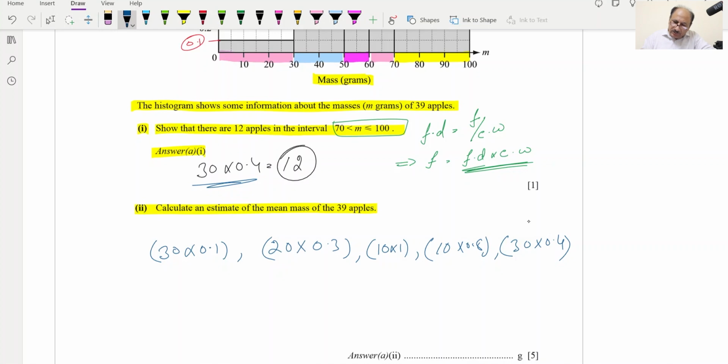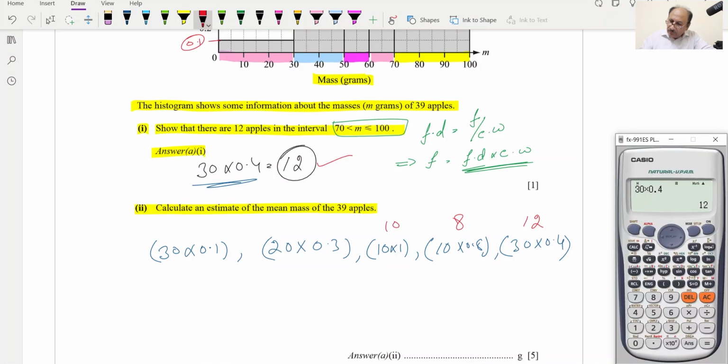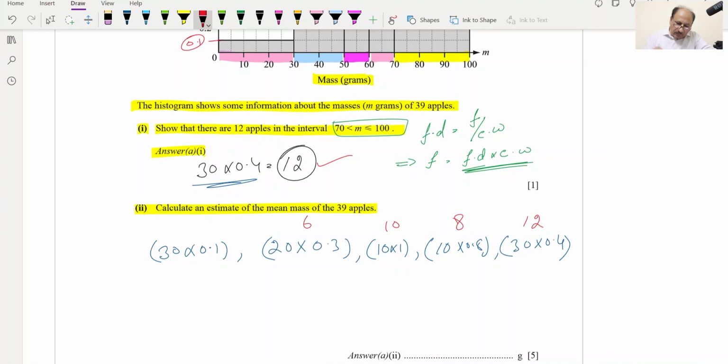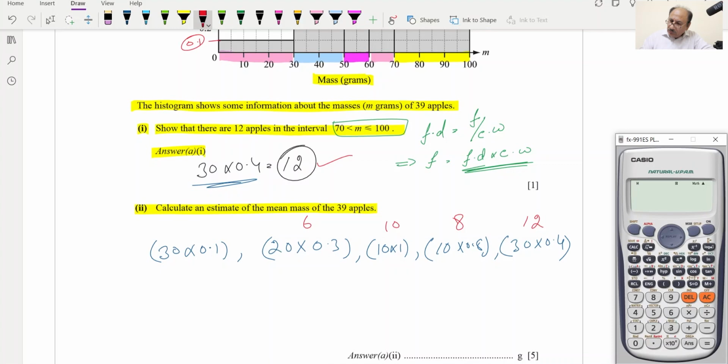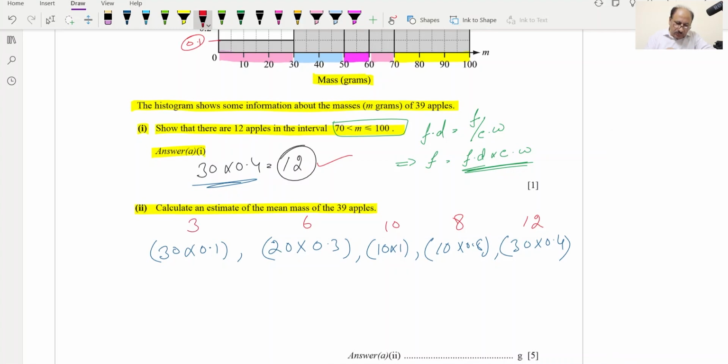We can multiply these numbers, and we can write here the numbers. This is 12, which we have done over here, and this will be 8, this will be 10, this one 20 into 0.3 is equal to 6, and 30 multiplied by 0.1 is equal to 3, so this will be 3.